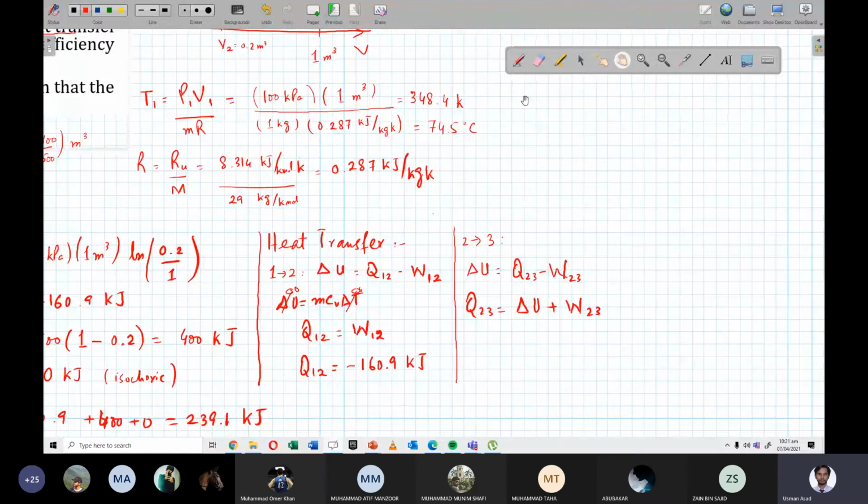Okay, and this change in internal energy is mCv delta T, right? And this work done for process 2 to 3 was already shown, it was P times V3 minus V2, which we had already calculated. Okay, so some time ago we had opened the tables and looked at them.